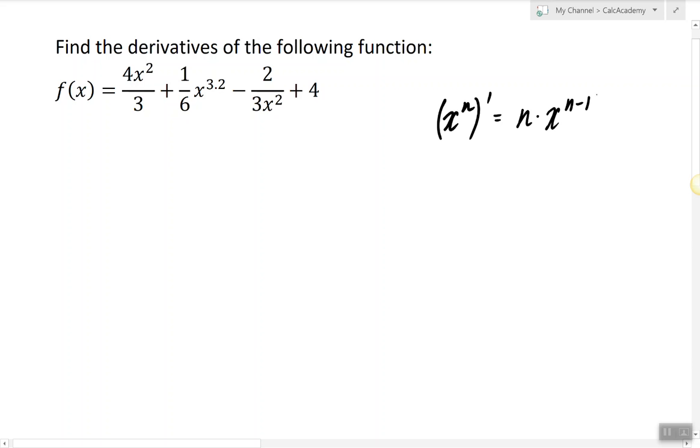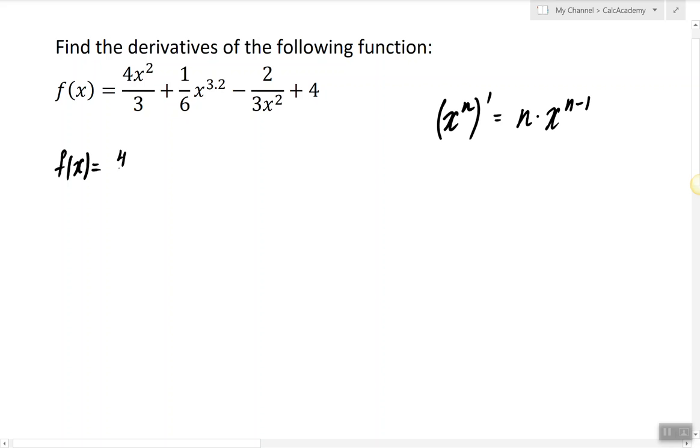That means if I want to use the power rule, I have to write a function in a way that allows me to use the power rule. The given function is not written in such a way, so the first step will be to rewrite it.